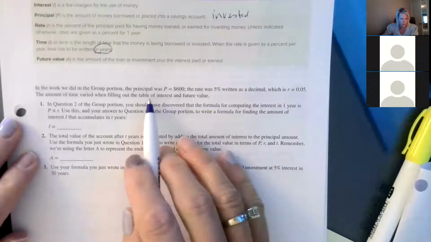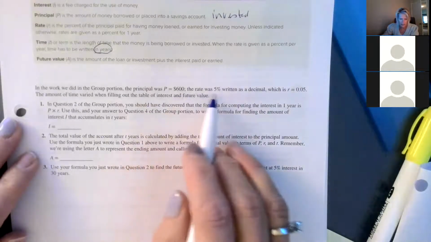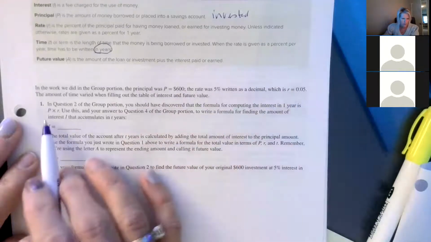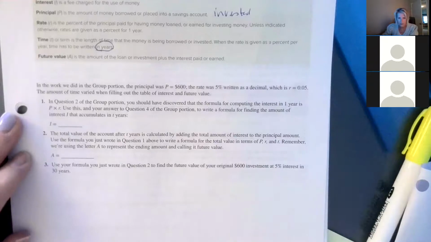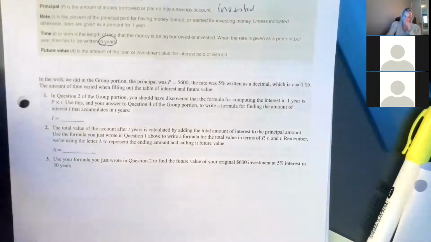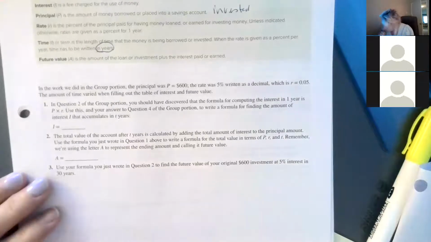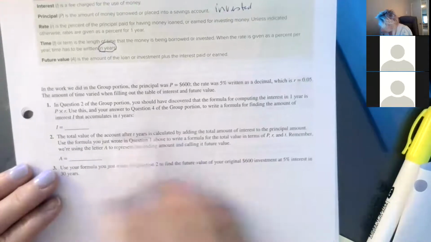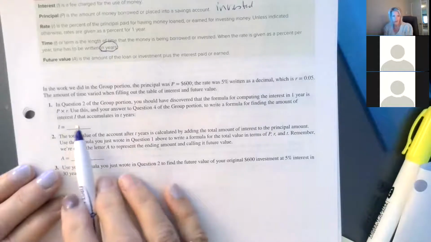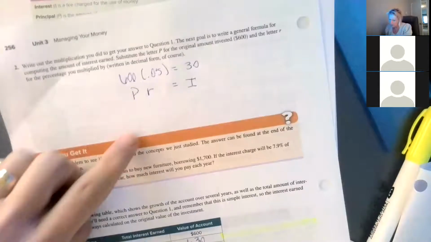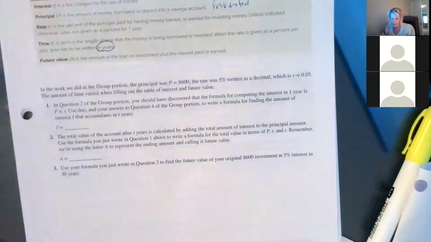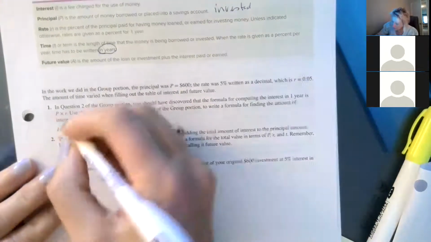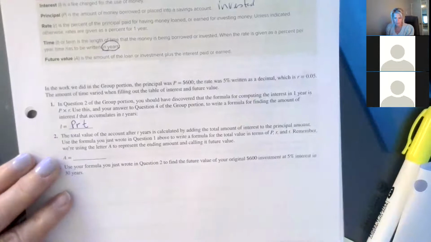So in this next one, it says, we have that $600 we invested, 5% interest, and the rate is 0.05. And so go through and answer 1, 2, and then 3 here. So question one is asking us to write a formula for interest using the concept that we had here on page 256 with the P and the R, but adding in time. So we had the principal times the interest times time. Did everybody get that?